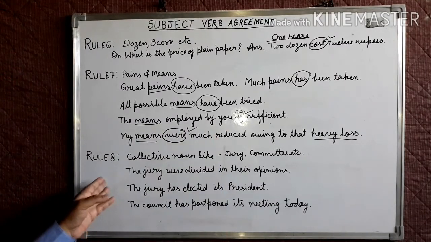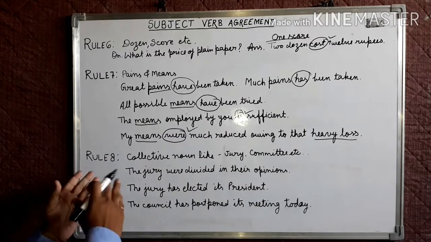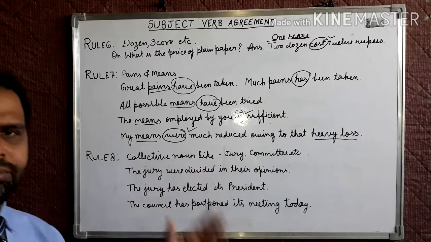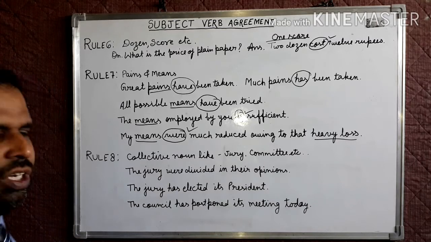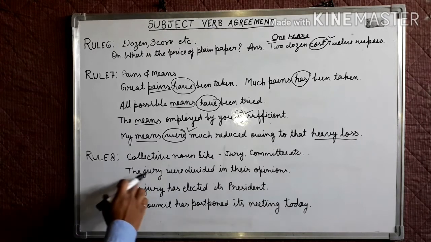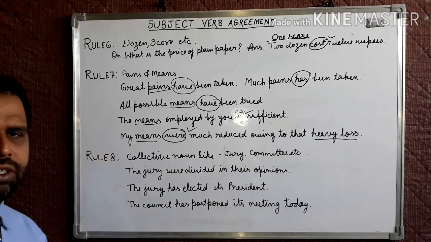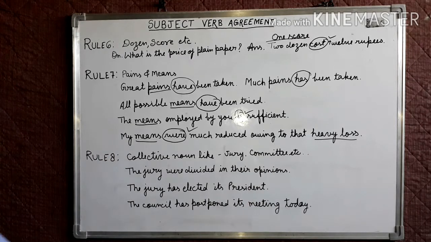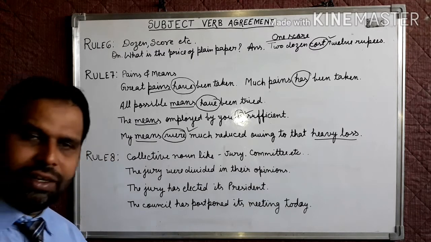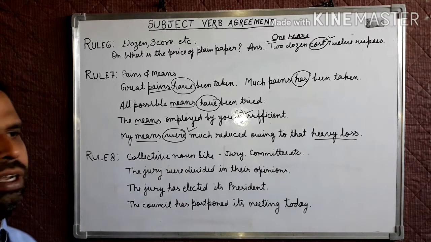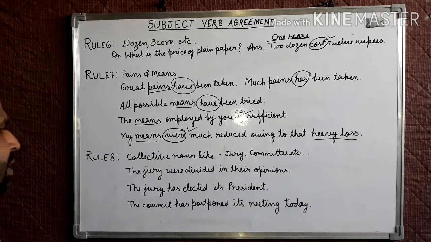Now our rule number 8 is there. Now we talk about collective nouns like jury, committee, mob, etc. The jury were divided in their opinions. The same we see here, that collective nouns are used both ways, as a singular and as a plural. But the same thing that we discussed here will remain here.